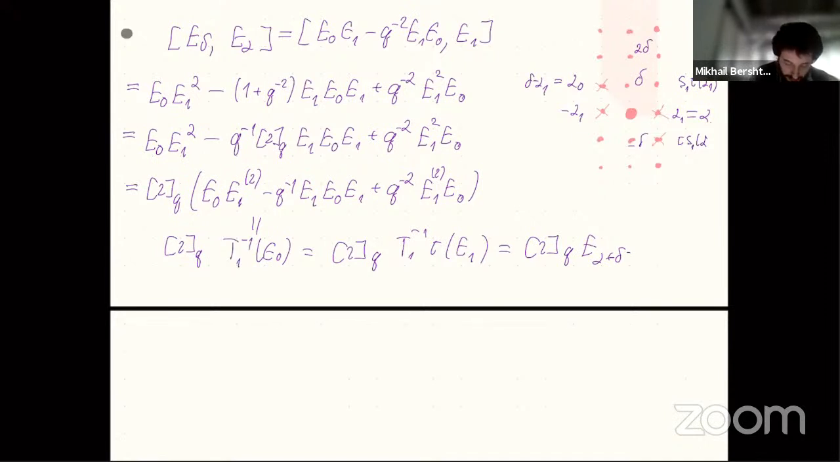Now we can state this as a lemma. Commutator of, okay, let me change the blue color. Commutator of E delta and E alpha plus N delta is equal to 2Q E alpha plus N plus 1 delta.